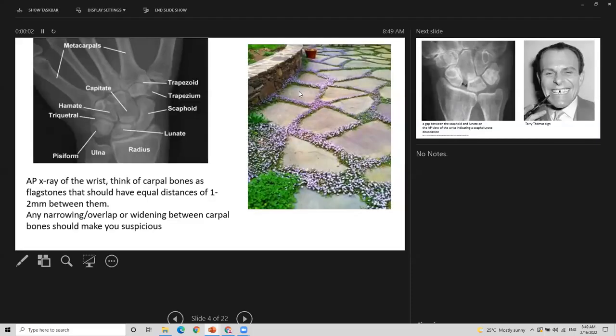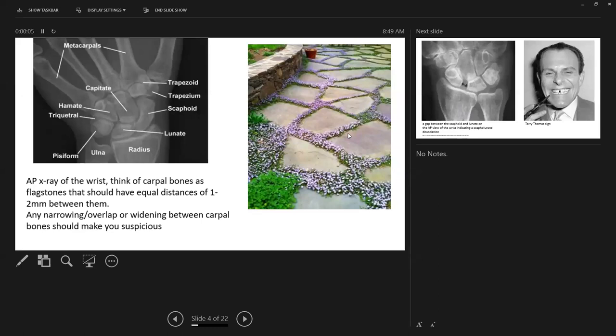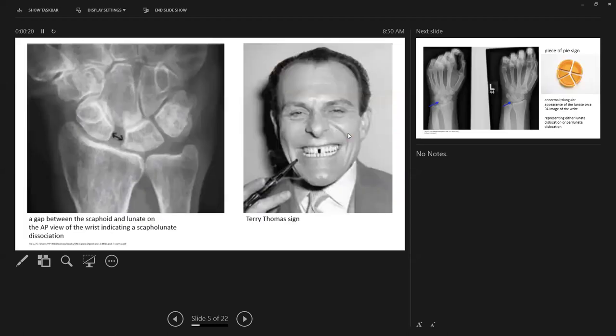So when you look through the AP view of this joint, you should look carefully whether all the stones have very wide spacing, or whether the gap is widening or overlapping each other. That's what we want to look for. For example, in the scaphoid lunate dissociation, you can clearly see the scaphoid and lunate having a wide gap of more than 2 mm. When the gap is more than 2 mm, we call it the Terry-Thomas sign.